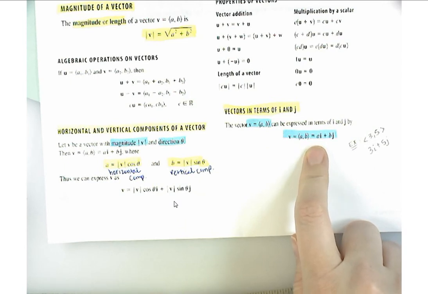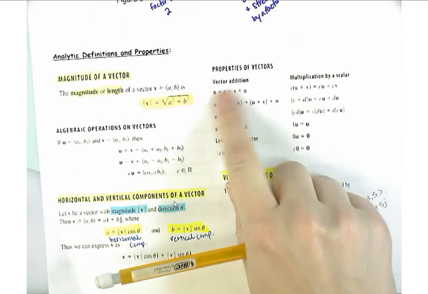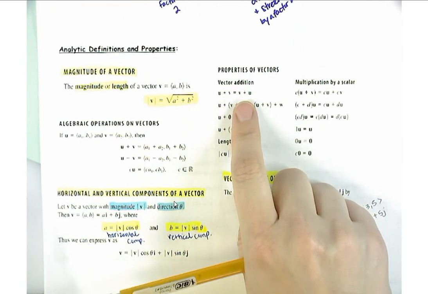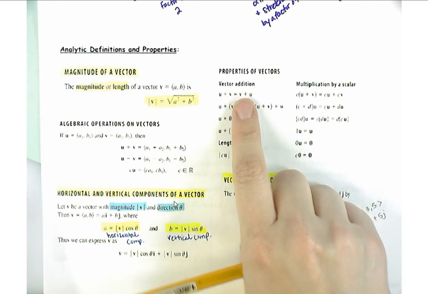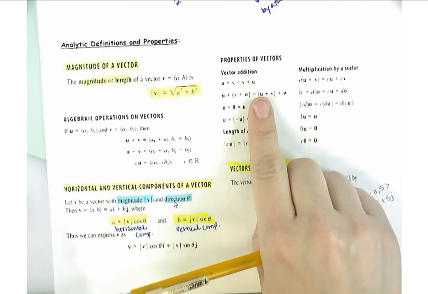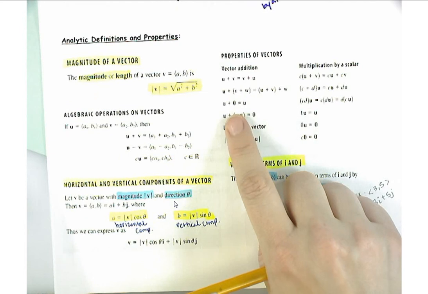And then this page is also just naturally stuff that you know. This is the commutative property of addition, the associative property of addition. You have the additive inverse.